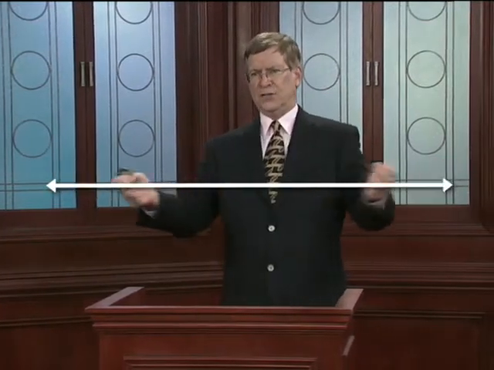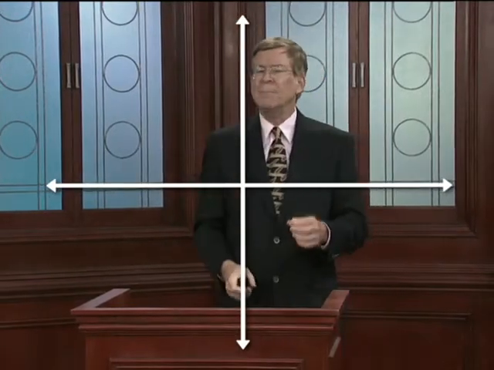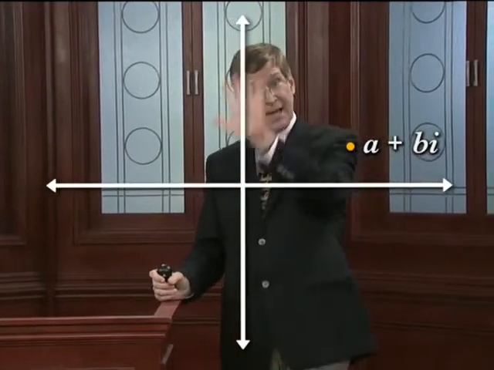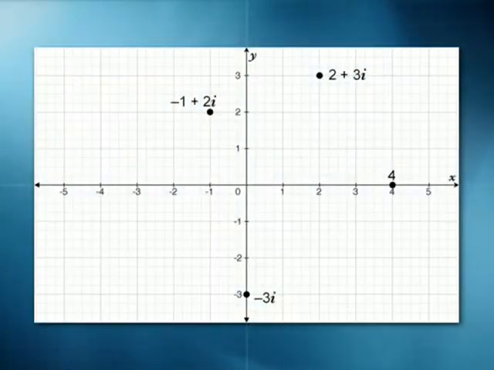And here's how it works. Imagine the x-axis, the old x-axis. That'll now be what's called the real axis. And then the vertical axis will be the imaginary axis. And a complex number a plus bi is plotted in this plane as the ordered pair (a, b). Let me show you some examples. We're going to plot on the complex plane the numbers 2 plus 3i, minus 1 plus 2i, 4, and minus 3i. Here they are. Here's the complex plane.